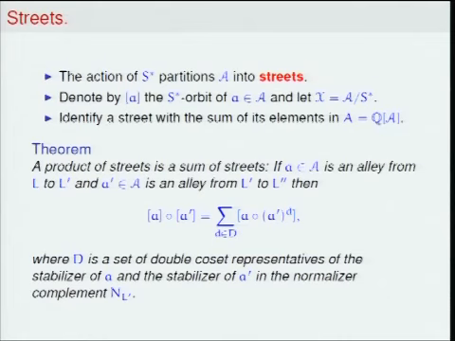If you have an alley from a subset L to a subset L dashed, and a second one from L dashed to L double dashed, so that you can actually multiply them so that they meet at a common point, then the class of A times the class of A dashed can be described as a sum over classes of A times A dashed conjugate by d, where little d runs over a set of double coset representatives of the stabilizer of the A part and the stabilizer of A dashed inside the normalizer complement NL dashed that we met earlier as the fundamental group on the action graph on the power set.